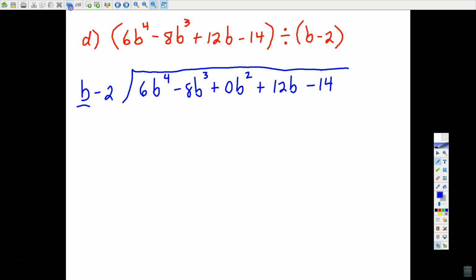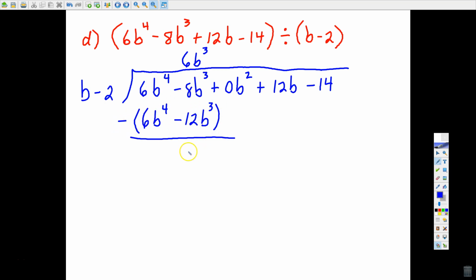When you divide b into 6b to the fourth, that should be 6b cubed. Multiply 6b cubed times b is 6b to the fourth. And 6b cubed times negative 2 is negative 12b cubed. Subtract. 0. And then here it's negative 8 plus 12b cubed. And that's 4b cubed. Bring down the next term, that 0 term, and repeat.